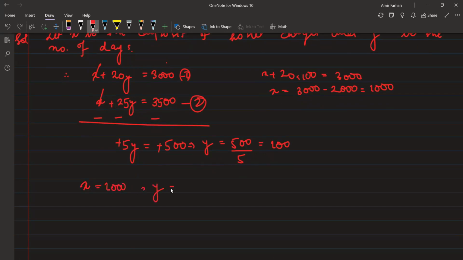Which is basically the fixed charge, and this is the 100 rupees per day of food. So food is 100 rupees per day, and the charge of x is 1,000 rupees, which means that the per day charge of hostel is 1,000. Clear? Yes, sir. All of you, any doubt till now, let me know.